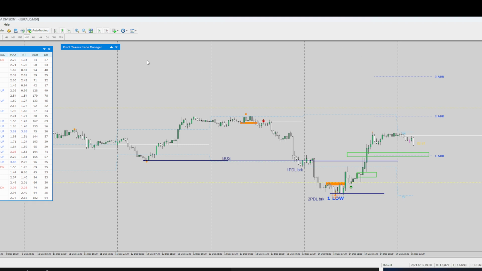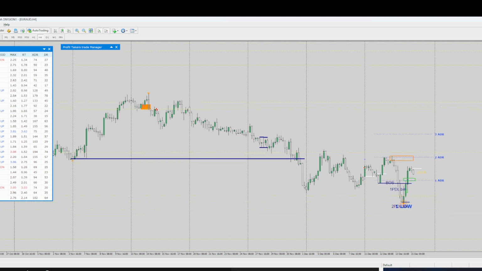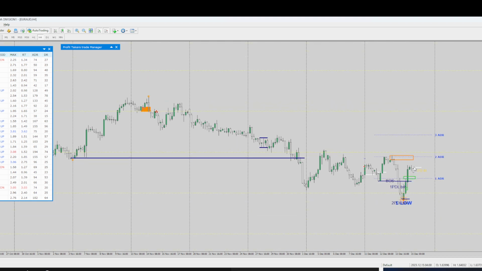Okay. So here, guys, I went to H4 and I was like, okay, let me just get an idea here, because sometimes on H4 you can also see where the retracement is going to be, because you can have a long trade.